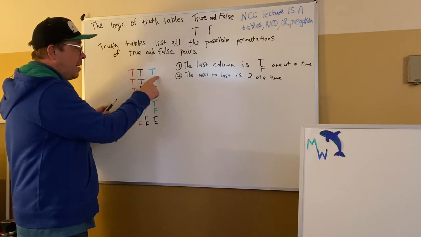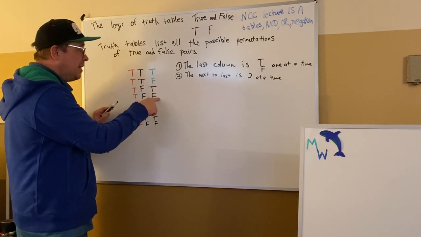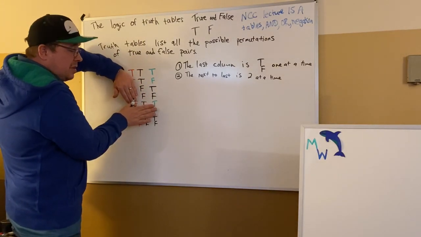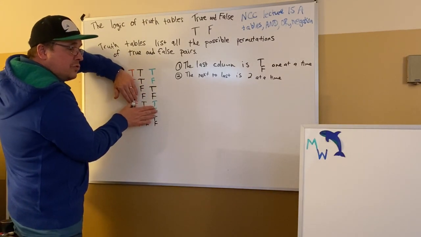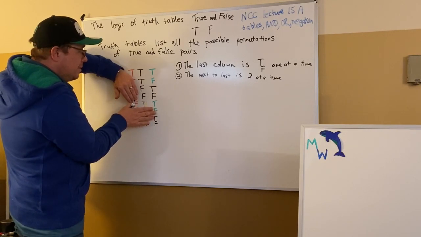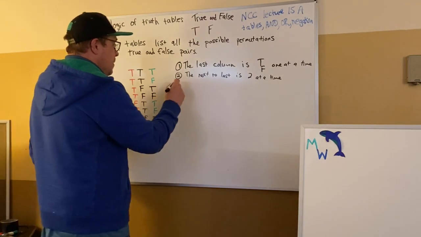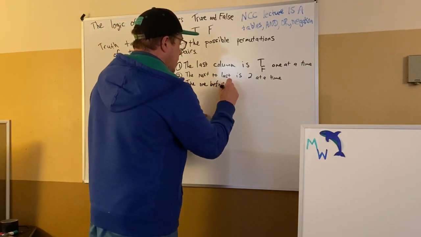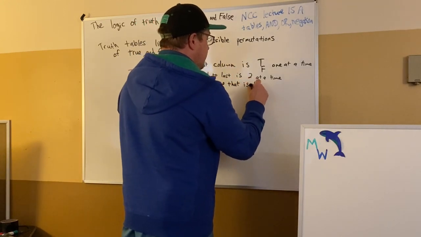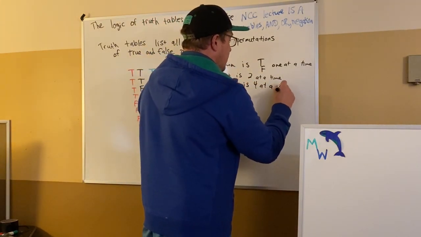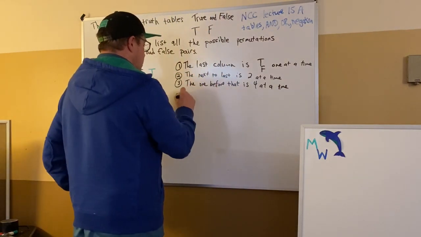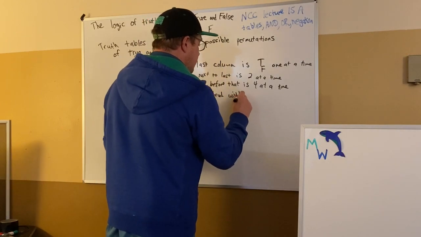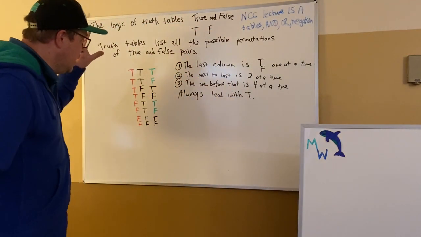Now what happens is I'm going to repeat the TF and the TF, so I have 4 of them lined up, and I give you 2 T's followed by 2 F's, and I get that. That was a representation of all 4 possibilities if I had just 2 slots to fill with T or F. The one before that is 4 at a time. Always start, always lead with T. That's the process of building this.